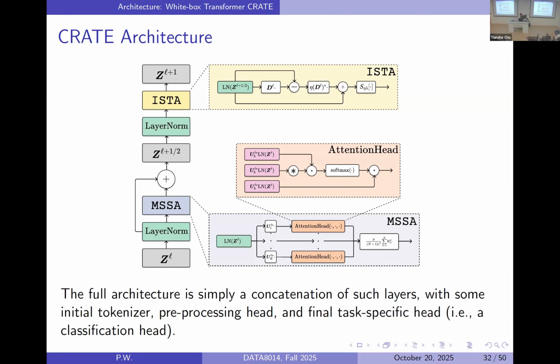Okay, any questions? Actually, the CRATE architecture is really close to the standard transformer architecture, right? In the standard transformer, it's not multi-head subspace attention, it's standard self-attention, and this block is the MLP layers. That is the standard transformer architecture.